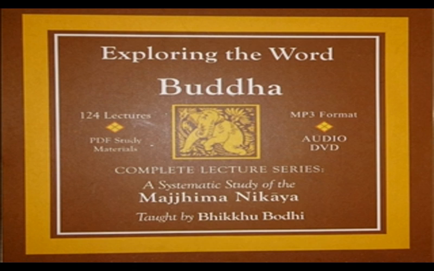Okay, where the concentration is on the object and doesn't disconnect, I'd say that's more characteristic of access concentration, not yet the jhana. I say it's at that point, where the concentration is on the object and doesn't disconnect, that the jhana factors are starting to build up strength. But it's not yet the point where they're in the jhana.